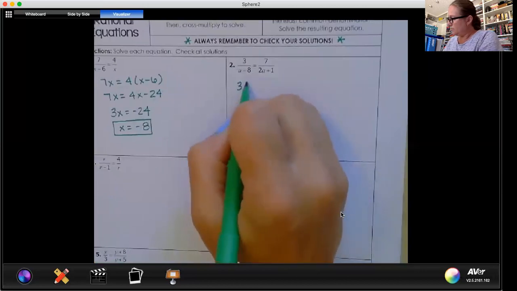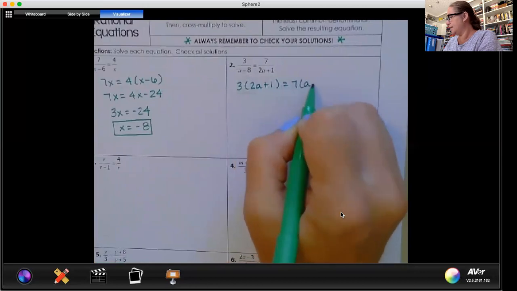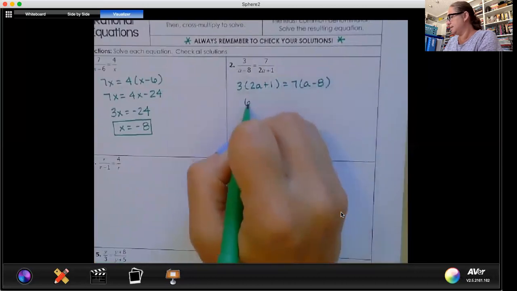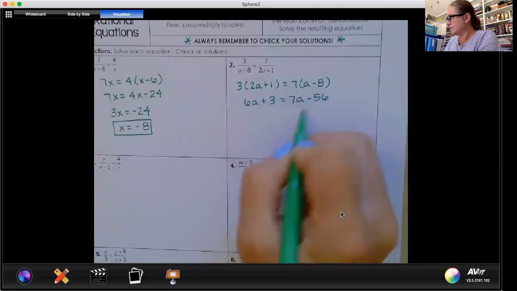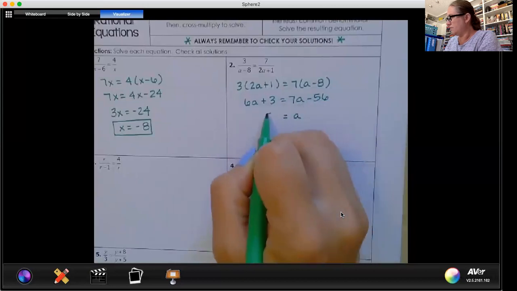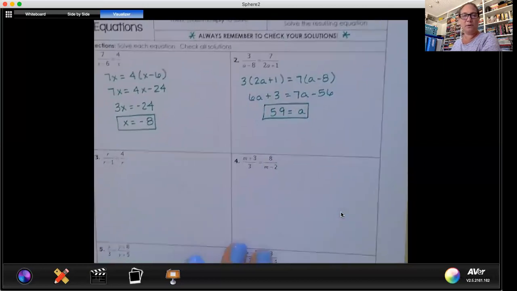And for number 2, 3 times 2a plus 1 equals 7 times a minus 8. 6a plus 3 equals 7a minus 56. So a is equal to 59. And again, that's not going to make our denominator 0, so we're good there.